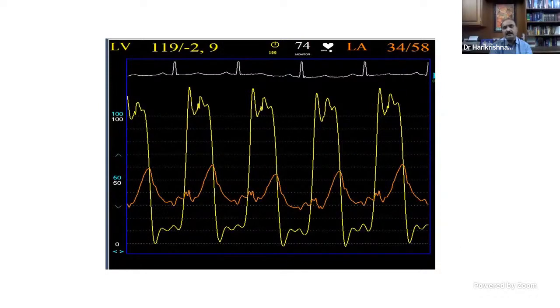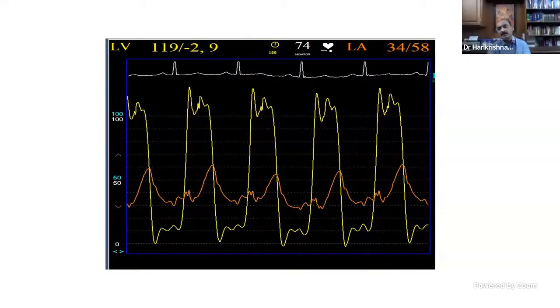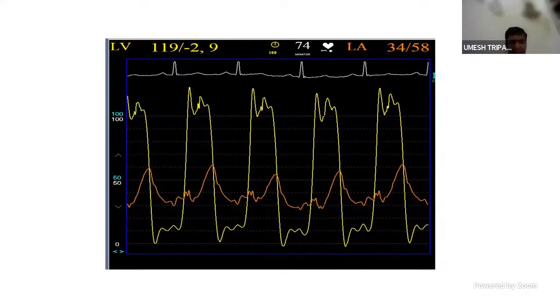But there is a gradient now between LA and LV. Can this occur in mitral stenosis? So yes, sir. So the gradient is of around. No, you said MR. So sir, the prominent V waves, sir, I told that can be because of. No, sorry, telling this much of gradient you will not get in the mitral regurgitation. So there must be something else. Yes, it's mitral stenosis.